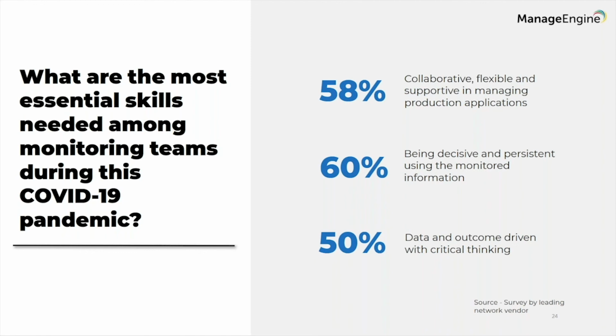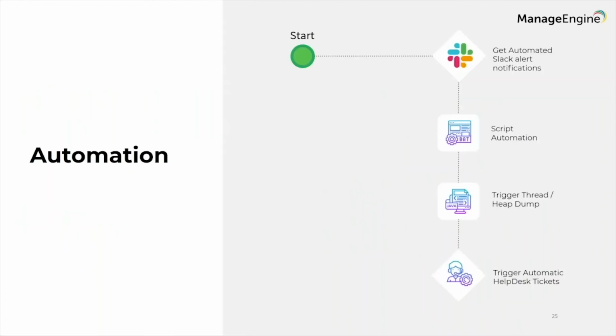At the same time, application security and disaster recovery is the most important thing that the teams have to focus on during this scenario. So security and disaster recovery while working remotely is quite important for the IT teams. Let's see the automation capabilities of the solution. When you get an alert, the tool is capable of sending you a Slack-based notification and performing script-based automation, or triggering a help desk ticket or automated tickets, a thread dump, or a heap dump.